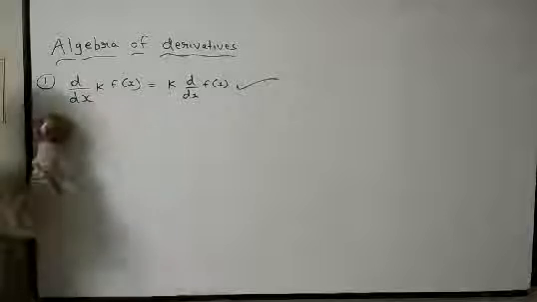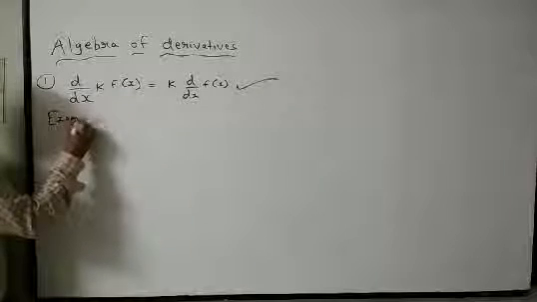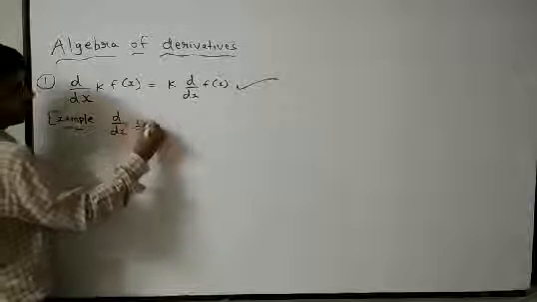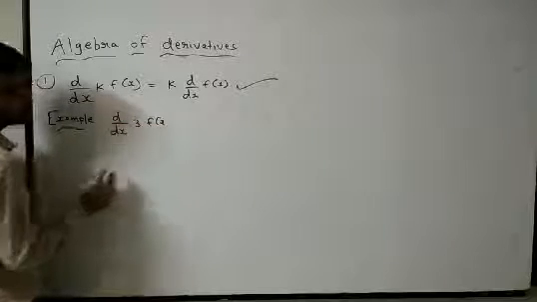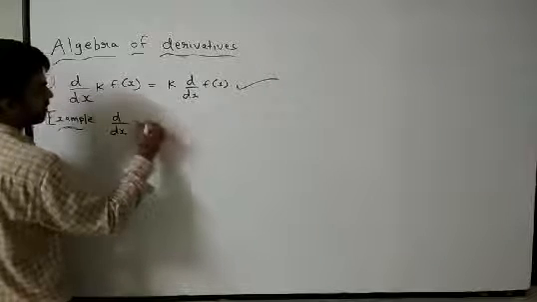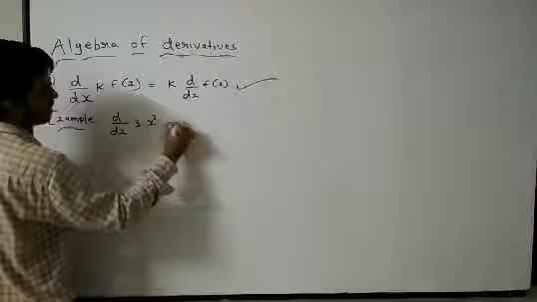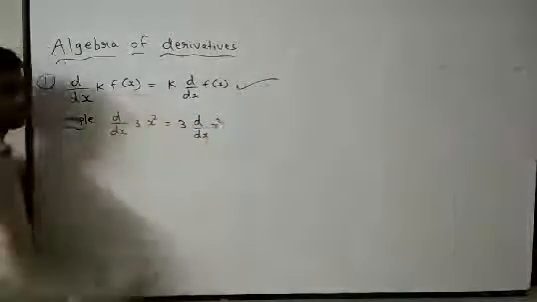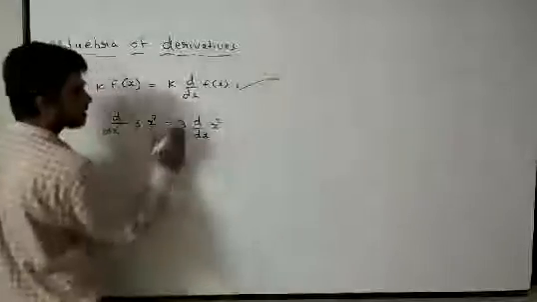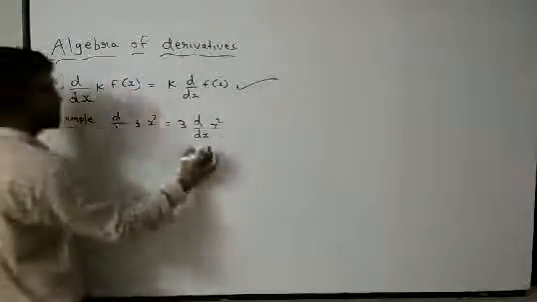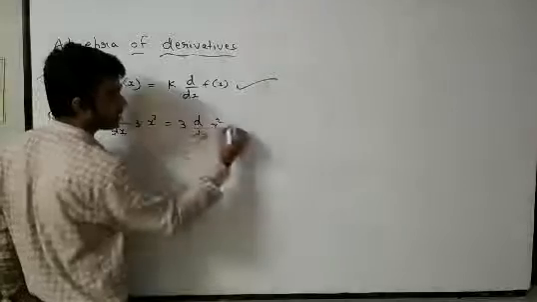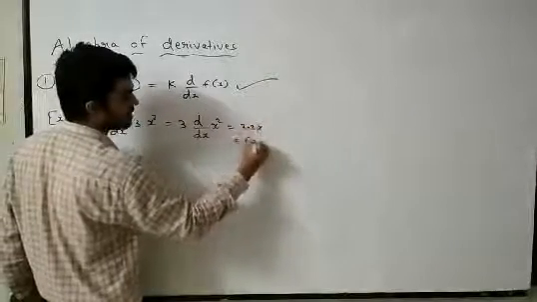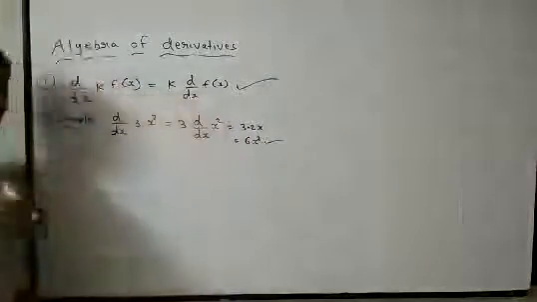One example I will tell you. d by dx of 3 f of x, not f of x, here I will put 3 x square. Then 3 will be common, d by dx of x square. Now we can solve this. 3 into x square, that is 2x. 3 into 2x, that is 6x, will be our answer. Then we will solve this particular one.